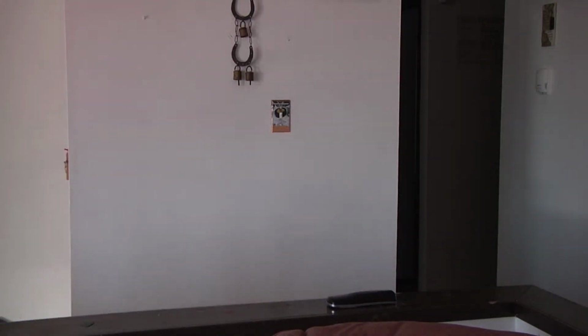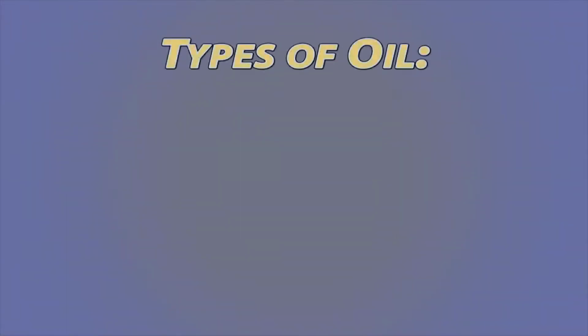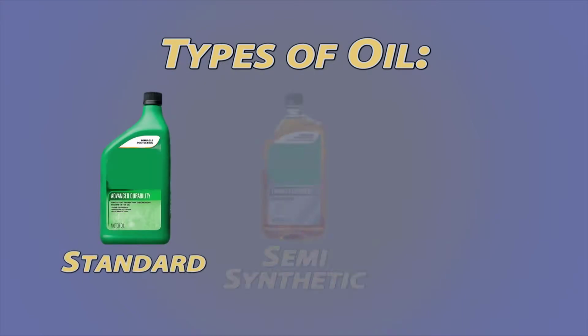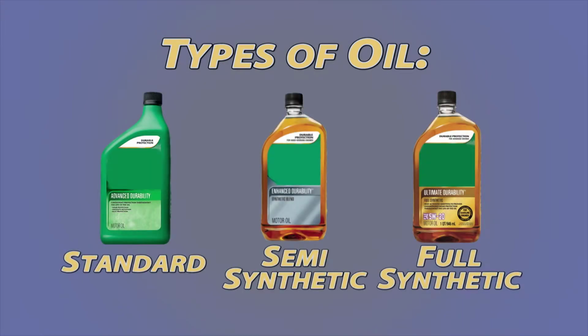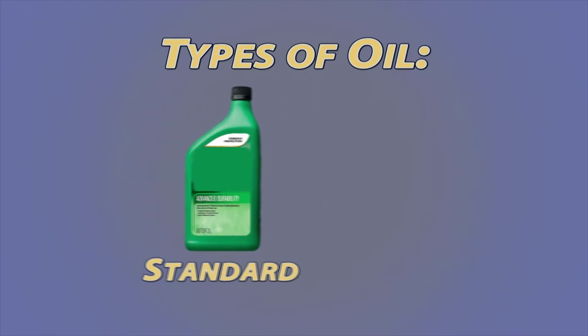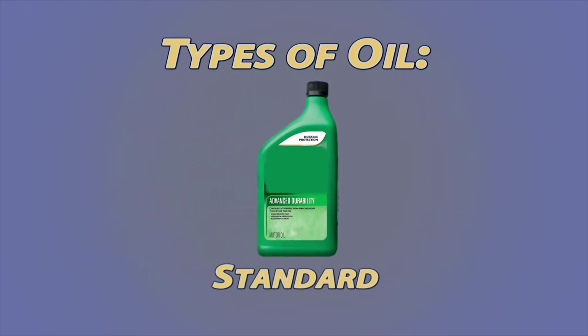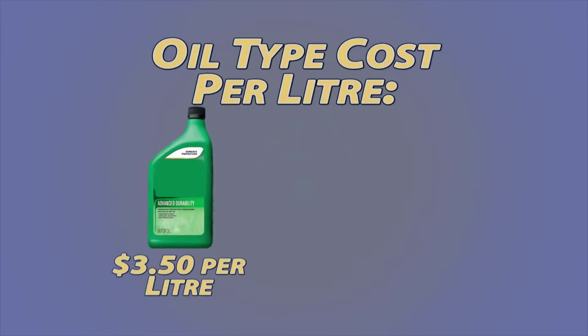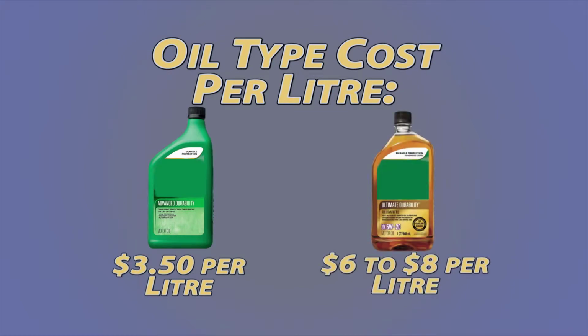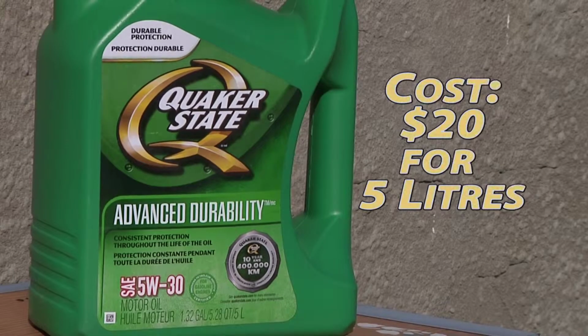Now that we have all of the information gathered, we need to decide what type of oil we are going to use in the oil change. There are 3 types of oils on the market: standard grade, semi-synthetic, and full synthetic. We will use standard grade for this episode, but you can use any oil type of your choosing. Standard grade oil typically runs for about $3.50 per liter, while full synthetic costs anywhere from $6 to $8 per liter. The oil I bought ran me about $20 for 5 liters.